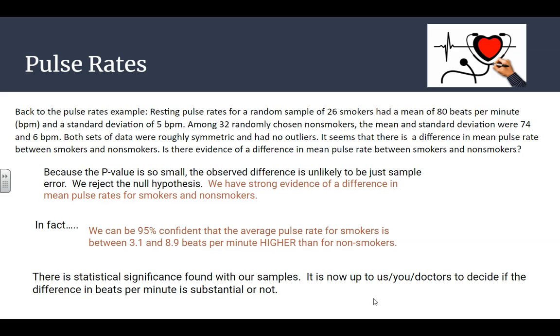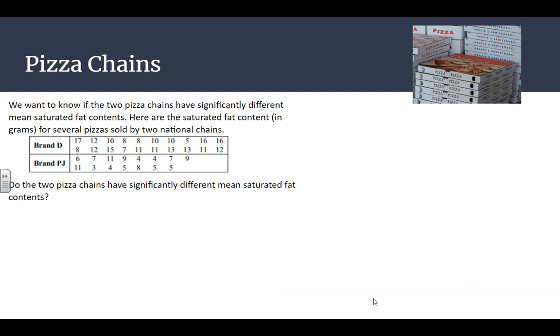So there is statistical significance found with our samples, but it's up to you, us, the doctors, to decide if the difference in beats per minute is substantial or not.